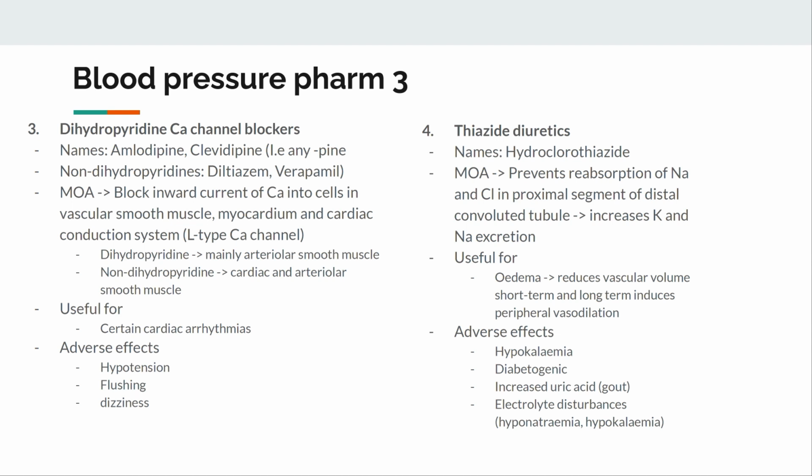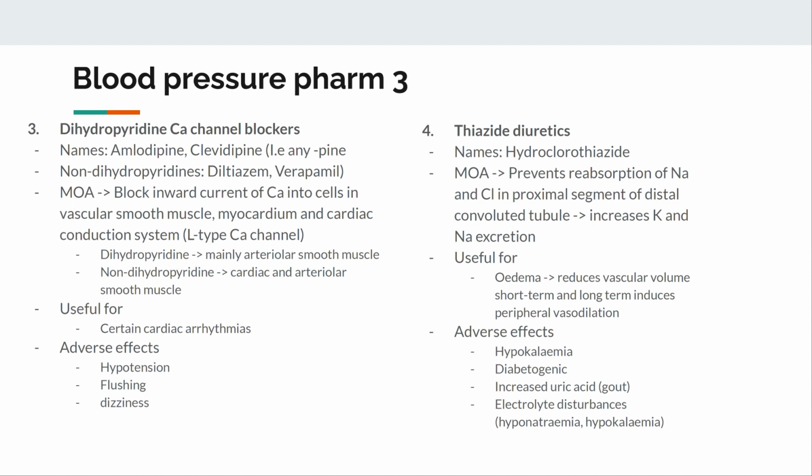And these essentially block inward current of calcium into cells in vascular smooth muscle, the myocardium or cardiac conduction system. These work on L-type calcium channels in the cardiac conduction system, and essentially just prevent calcium movement into the cells and therefore prevent contraction and prevent the cardiac conduction. The reason why they're really useful is they're very useful for certain cardiac arrhythmias. So if you have a patient with hypertension and potentially some sort of specific cardiac arrhythmia, you could use this drug. The adverse side effects are hypotension, flushing, and dizziness, particularly the non-dihydropyridines. You need to be careful with them for hypertension.